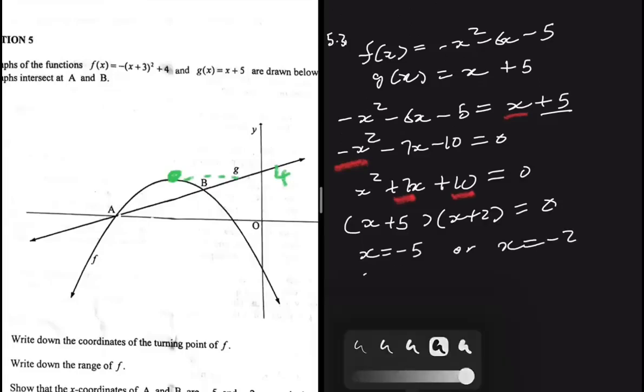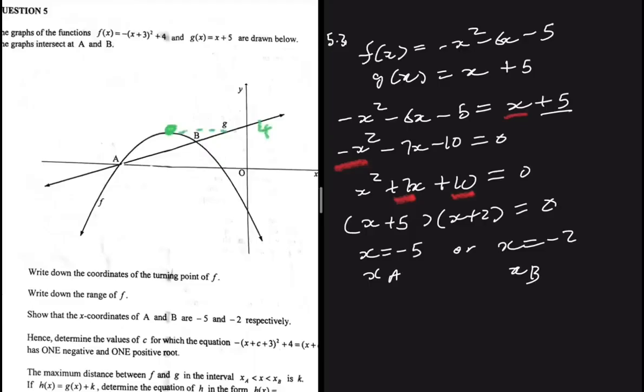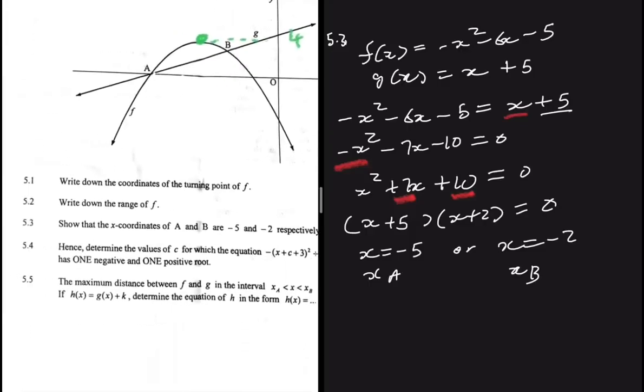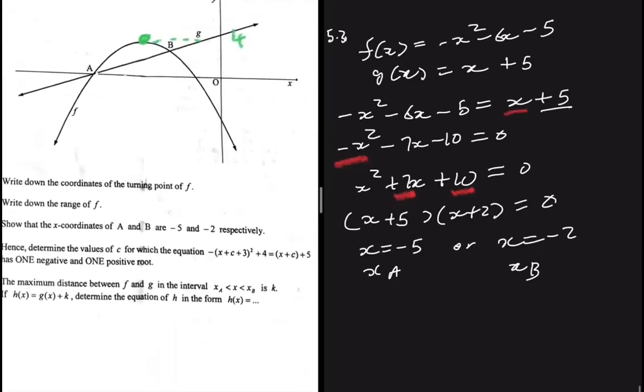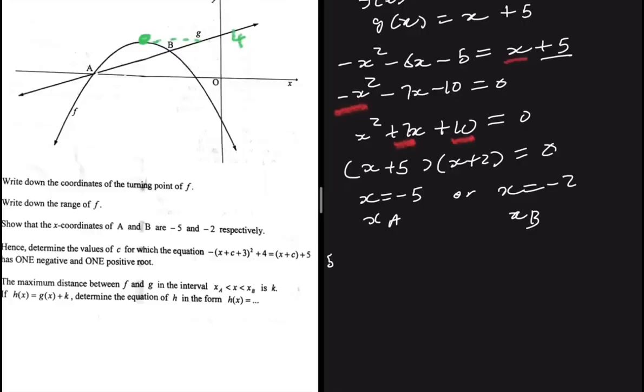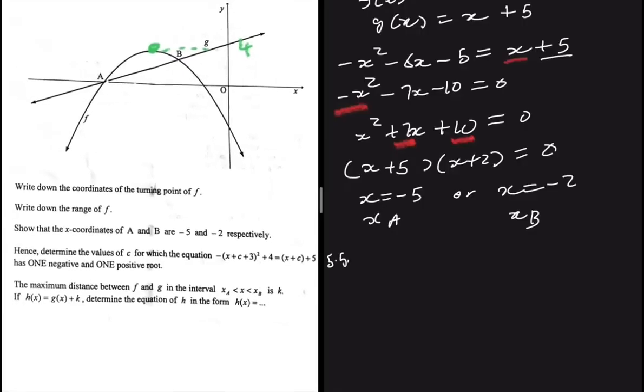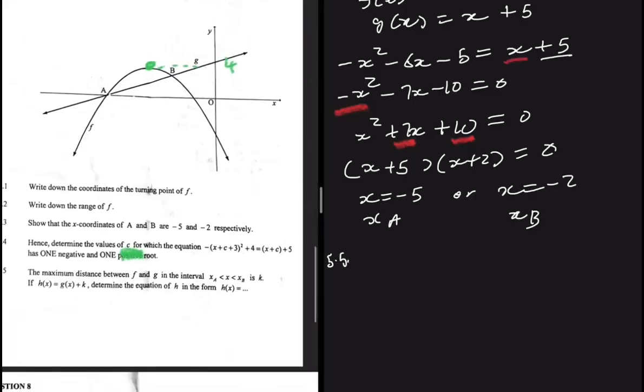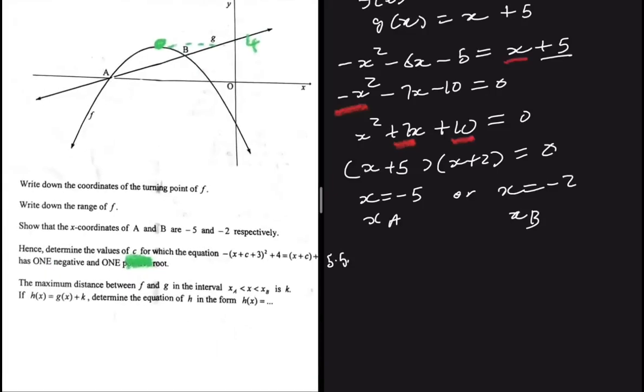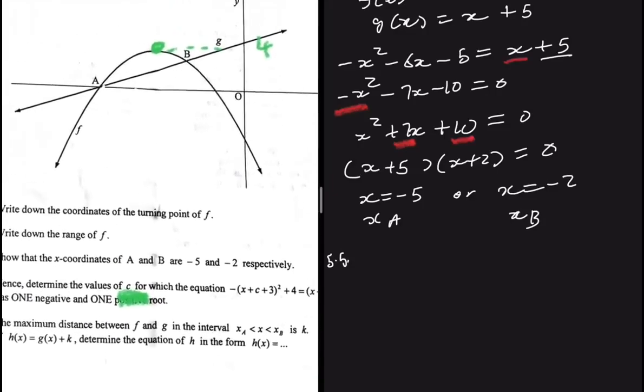And then this is the x value of a and this is the x value of b. It's quite straightforward. There isn't really anything complicated in this one, right? Unlike 5.4 and 5.5. So let's look at 5.5. So 5.5 is saying that, hence, determine the values of c for which minus x plus c plus 3 squared plus 4 is equal to x plus c plus 5 has one negative and one positive root.